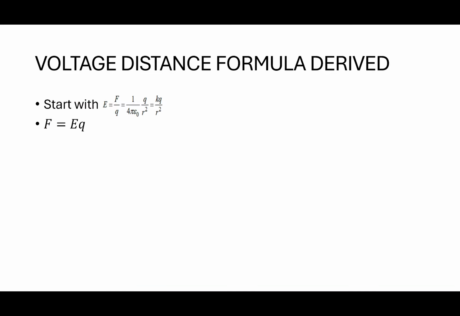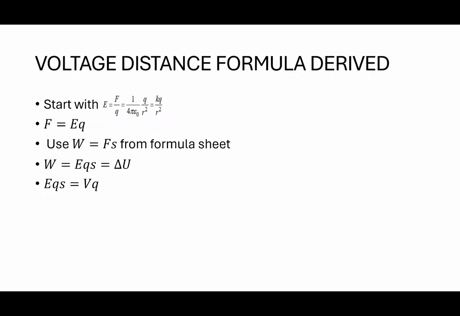So we start with the electric field strength. We have F, the force, is equal to E times Q. From the formula sheet, we have work equals force times displacement. So work equals force, which is EQ, so work equals EQ times displacement, which also equals delta U.